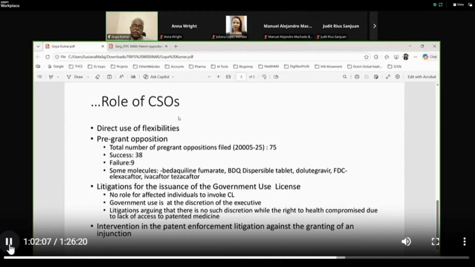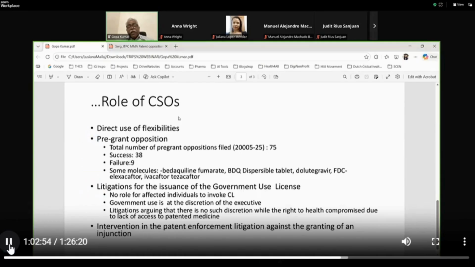So far, the civil society organizations have succeeded in 38 oppositions, and we failed, or our opposition got rejected, in around 9 cases. Some of the successes include bringing in many of the critical medicines, the generic versions like bedaquiline, dolutegravir, even earlier tenofovir. Going beyond even HIV or TB medicines, including some rare disease medicines, recently there was an opposition we filed. We succeeded in denying the patent application for Trikafta patents.